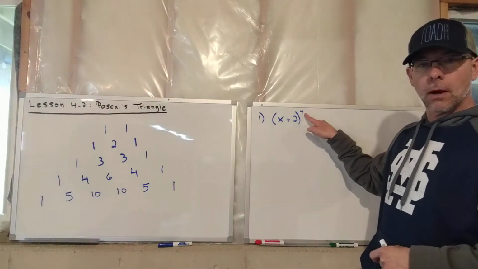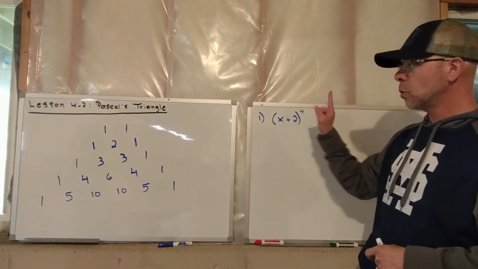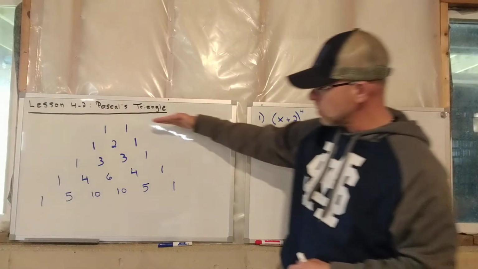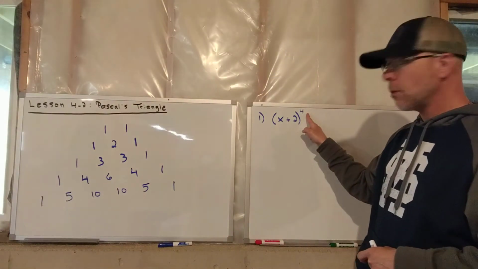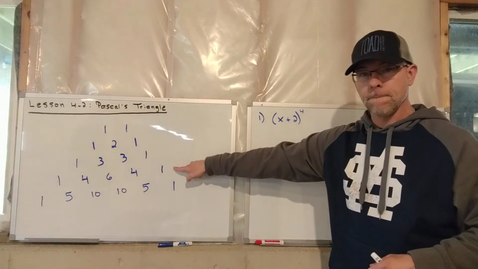The exponent up here tells you what row of Pascal's triangle to do. Now remember, this is row 1, row 2, row 3, row 4, row 5. So since it's the fourth power, we're going to do row 4. Now here's what you're going to do.